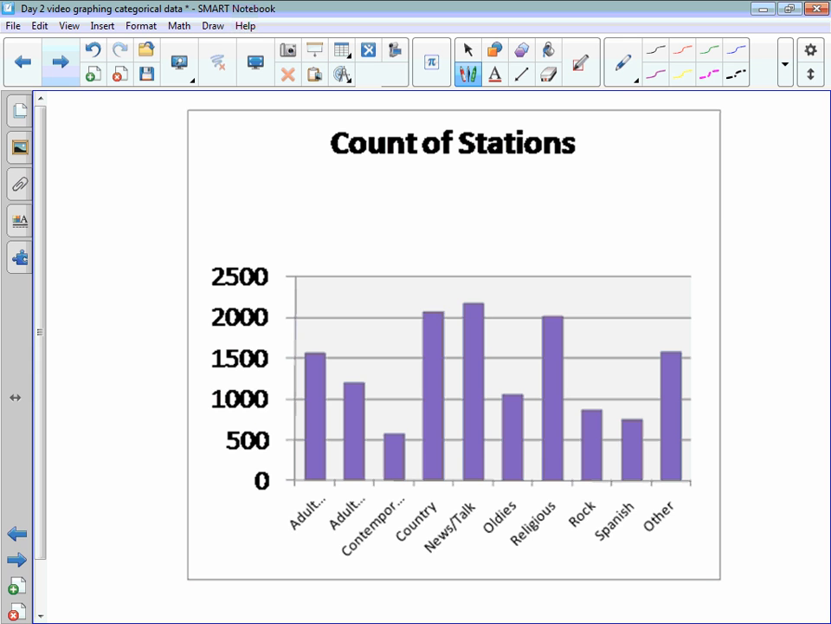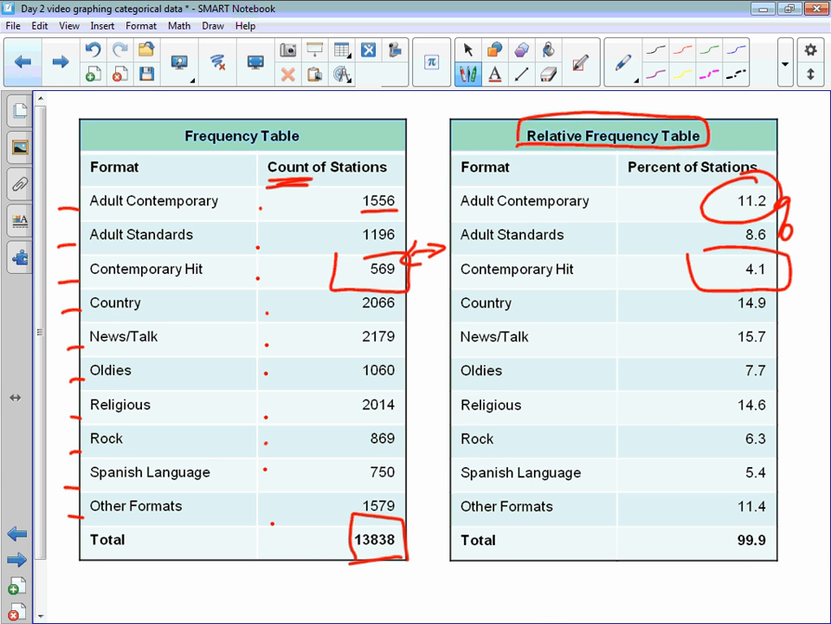So here is a graph of the count of the stations. Here are the types, the data labels, and here are the counts. And this is what's known as a bar graph. And if we go back, we can see the smallest one was contemporary, and that was just a little bit over 500. As it turns out, it was 569.